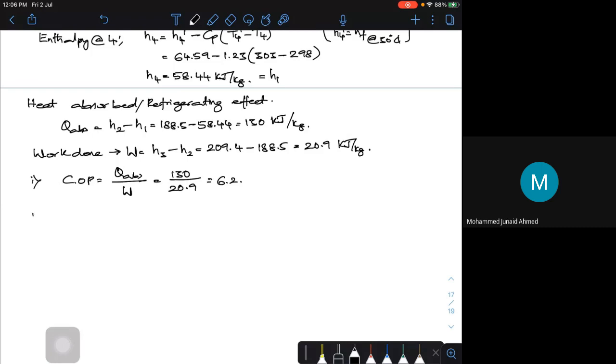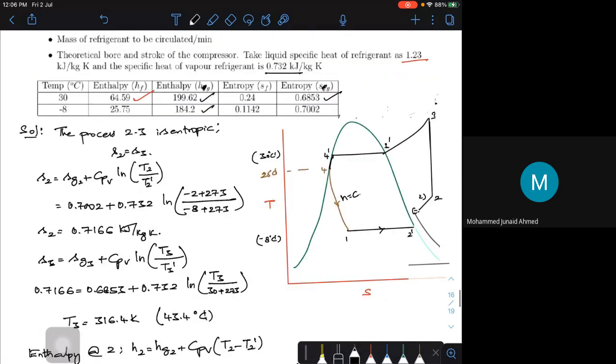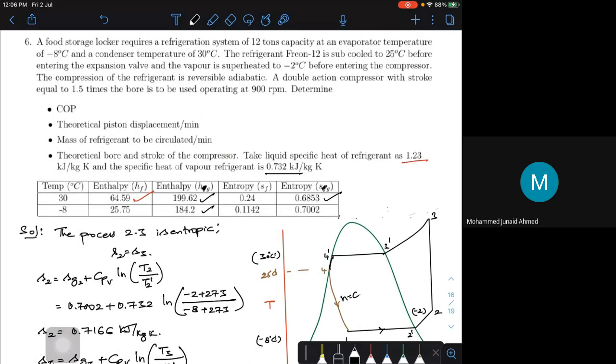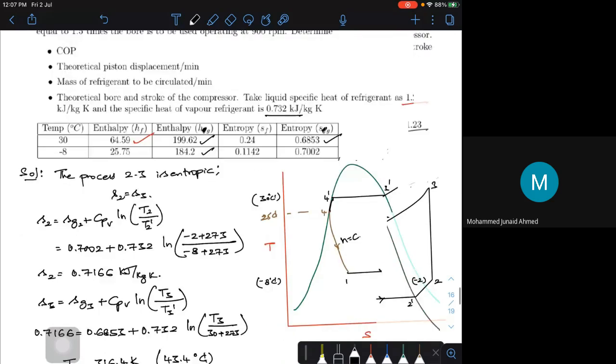The second thing, see what are the things which you are supposed to calculate? Theoretical piston displacement, mass of refrigerant circulated, all those things. Let us try to find the mass of refrigerant circulated. So now, what is the refrigeration capacity? Refrigeration capacity is actually 12 tons, 12 tons into 3.5 kilowatts. So mass flow rate of refrigerant is equal to refrigeration capacity by refrigeration effect.